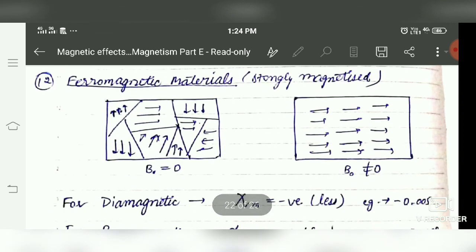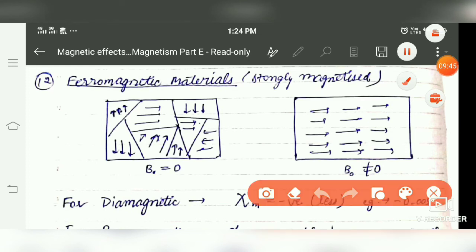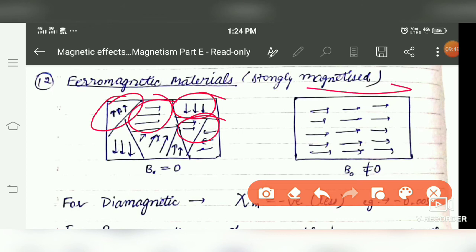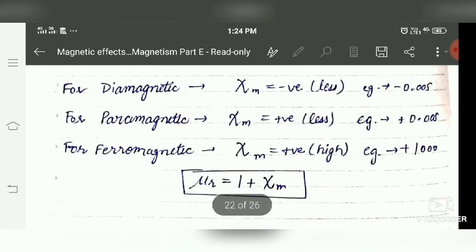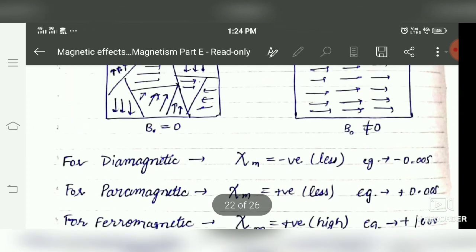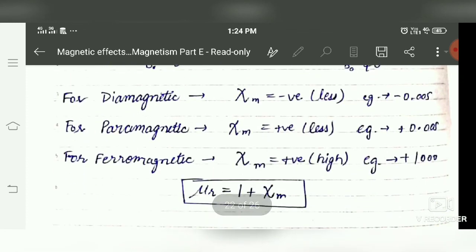Next, ferro. In ferro, there is not only one unpaired electron; there are a number of unpaired electrons which are randomly oriented, and they have particular domains in this system. So when an external magnetic field is applied, they start orienting in that direction, and this time they get strongly magnetized. This material gets so strongly magnetized.